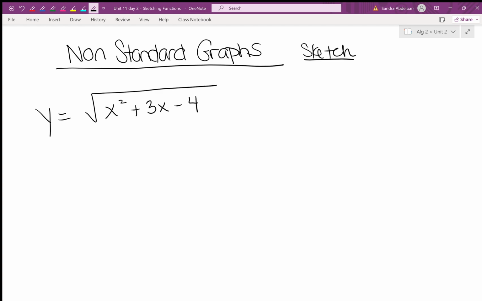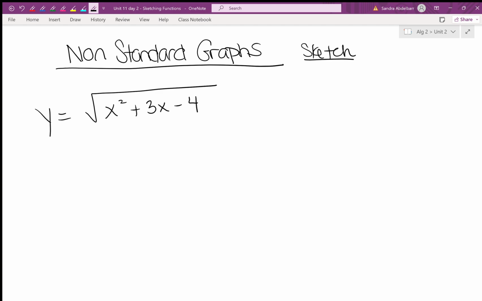All right, so where are we going to start here? When we're dealing with non-standard graphs, we're going to start with the domain. Why am I starting with the domain? I know I'm restricted. I know it can't be all real numbers. How do I know it can't be all real numbers? Because there can be a negative in the radical. Good, because we can't have a negative inside the radical. So what are we going to do?